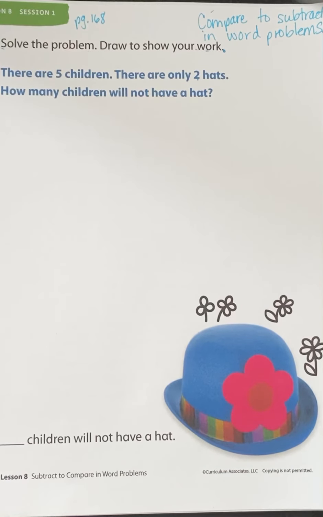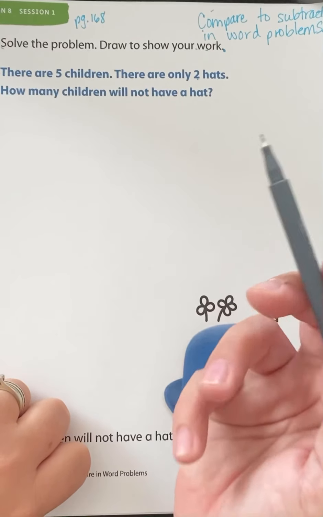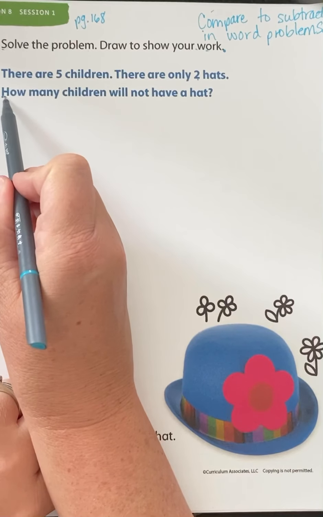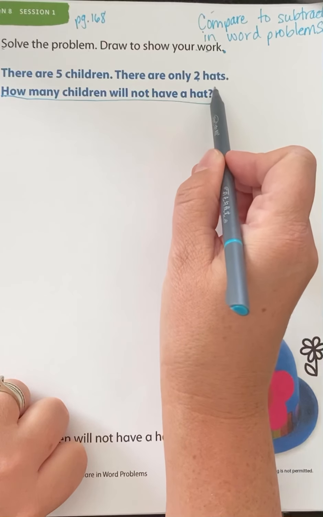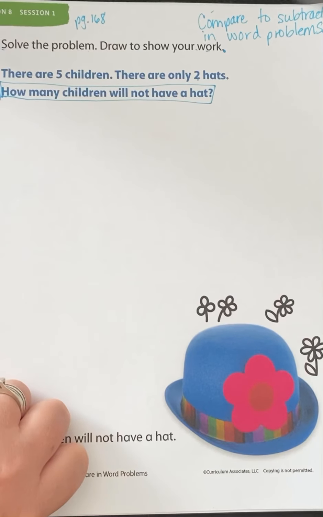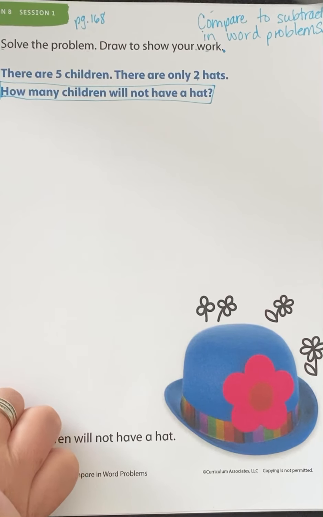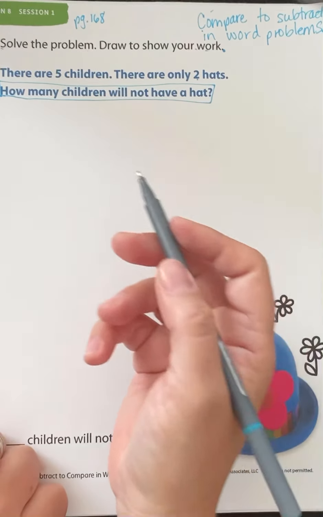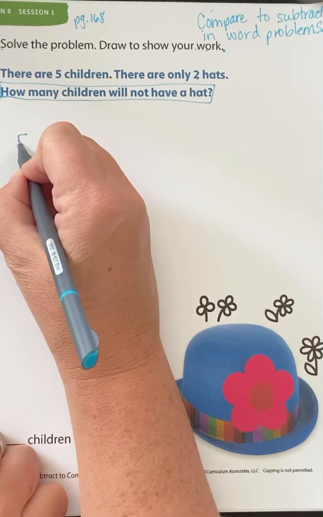Okay, I'm going to read it one more time. There are 5 children. There are 2 hats. How many children will not have a hat? Okay, so we need to figure out what we don't know. Well, they say, how many will not have a hat? Okay, how many children were there? 5, right? There are 5 children.